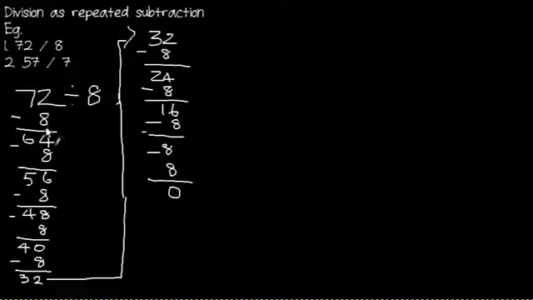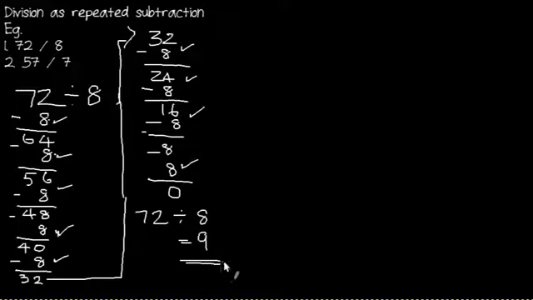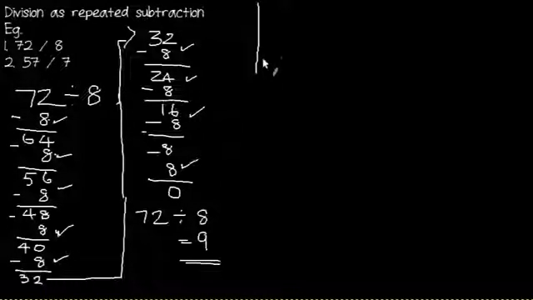And so, all you do to figure out the actual division is you just count up the number of times you subtracted 8. So that's 1, 2, and let's just do a tick. 1, 2, 3, 4, 5, 6, 7, 8, 9. So 72 divided by 8 equals 9. Simple. Now, what if we have a problem where when we subtract, we don't get to zero?